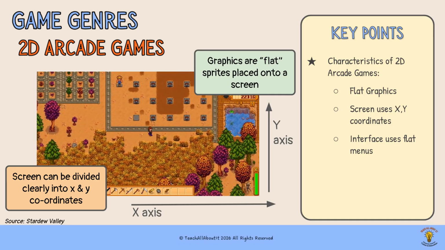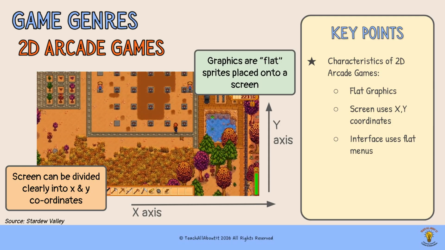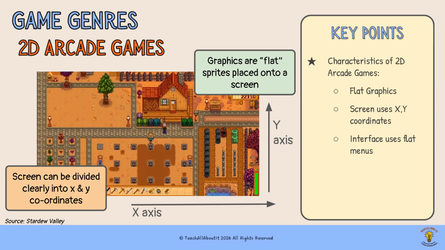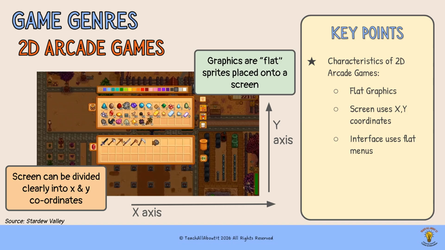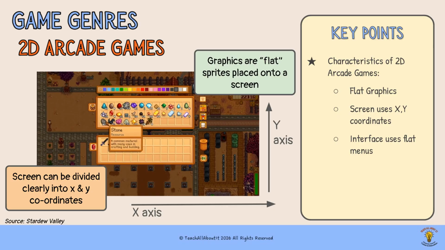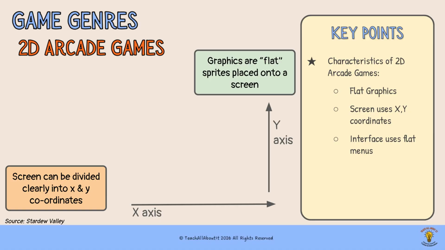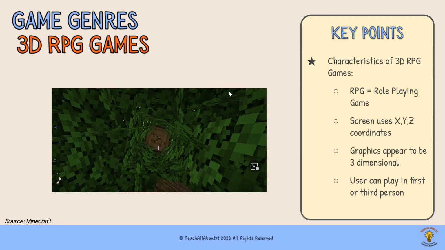Now, the X and Y coordinates are going to be different for each game, and as we start to create our game in Game Maker, what we will be doing is looking at the number of pixels that you want to have on those screens, so the number of X versus Y. So, looking at 2D arcade games, we're talking about flat graphics, simple X and Y coordinates, and using a flat menu. It certainly doesn't mean that the game itself is simple. It just means that the style and the visuals of the game look like they could be on an old arcade machine. So a 3D RPG is next.